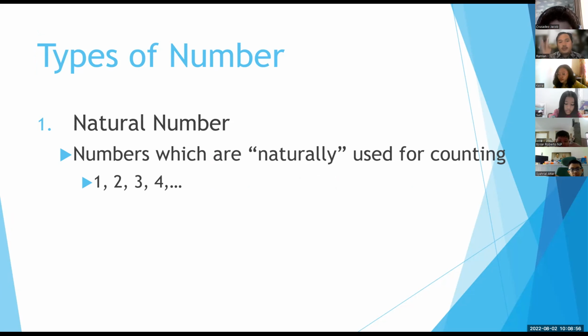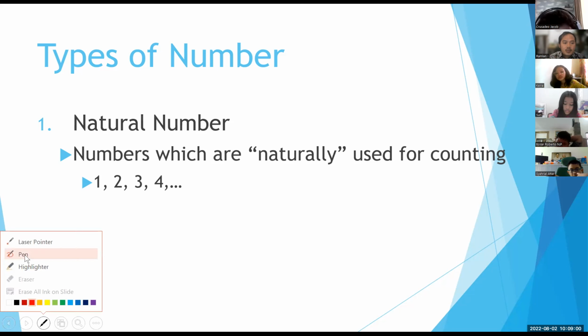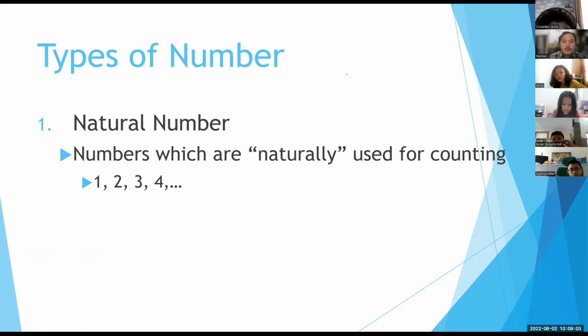So I'll start from the first one. This is what we call a natural number. Okay, so I'm gonna use my pen here. I believe that most of you know about a couple other types of number. For example, I'm gonna give you an example like even number.